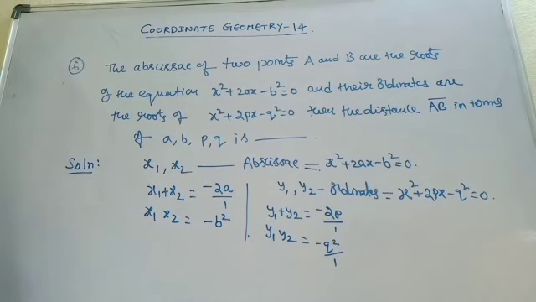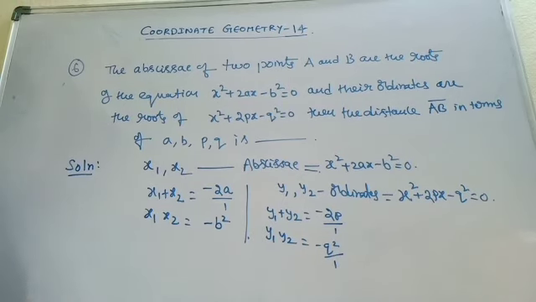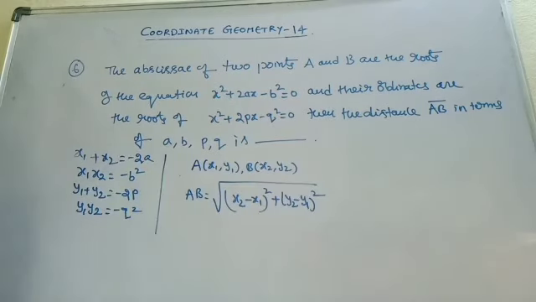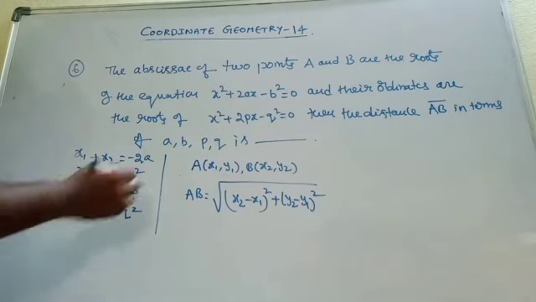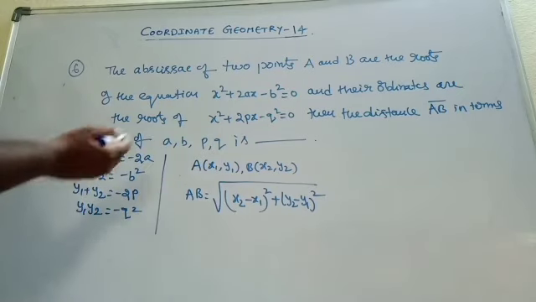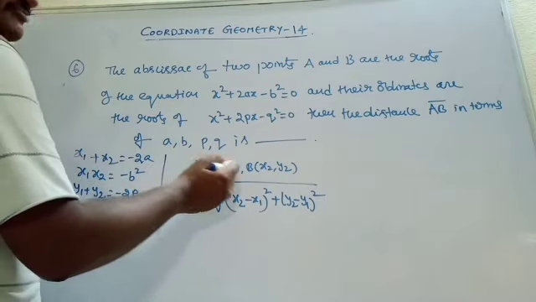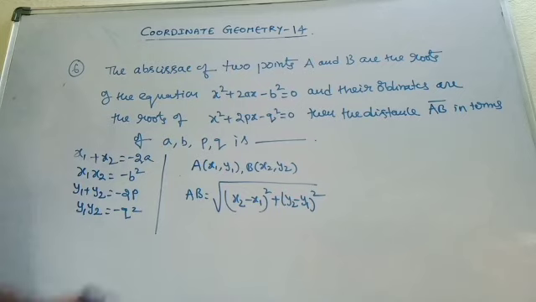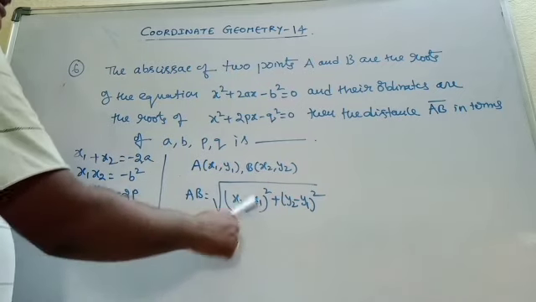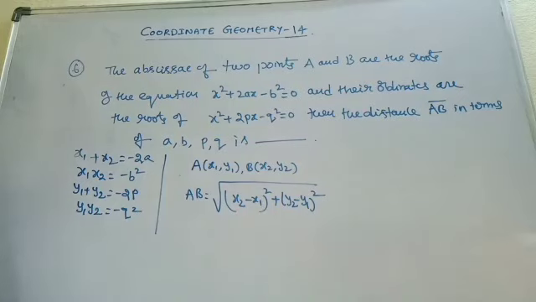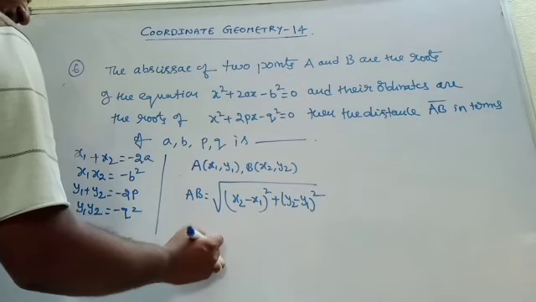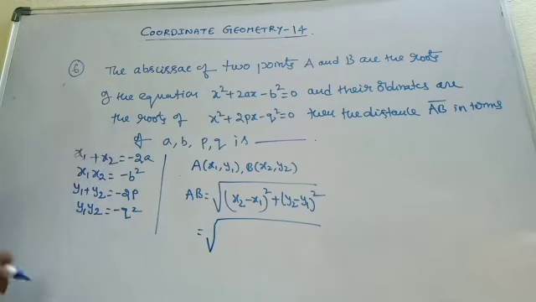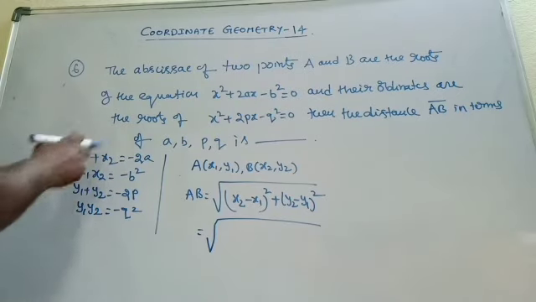Let us find the distance AB here. Now we have x1 plus x2, x1 x2, y1 plus y2, y1 y2. Now we need the distance AB in terms of a, b, p, q. A is nothing but x1, y1. B is x2, y2. Now AB is nothing but root over x2 minus x1 whole square plus y2 minus y1 whole square. Now, we know about x1 plus x2, so let us convert everything in terms of x1 plus x2 and y1 plus y2.